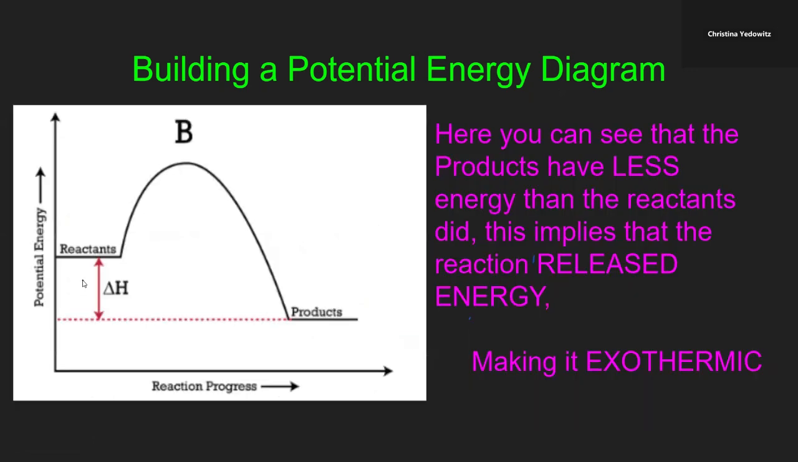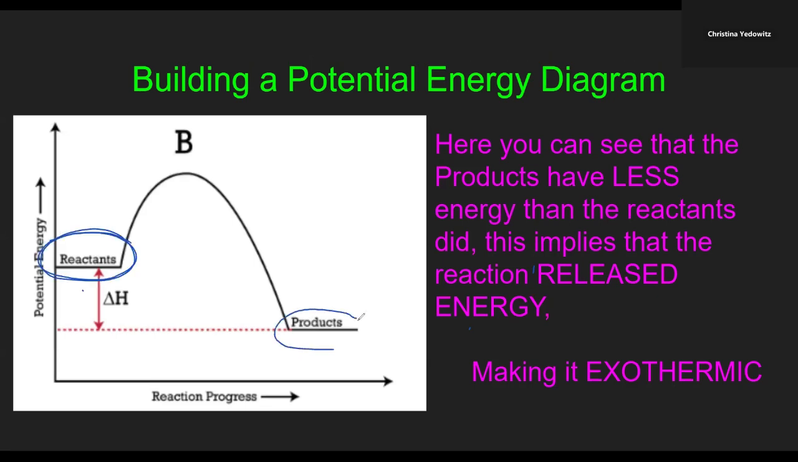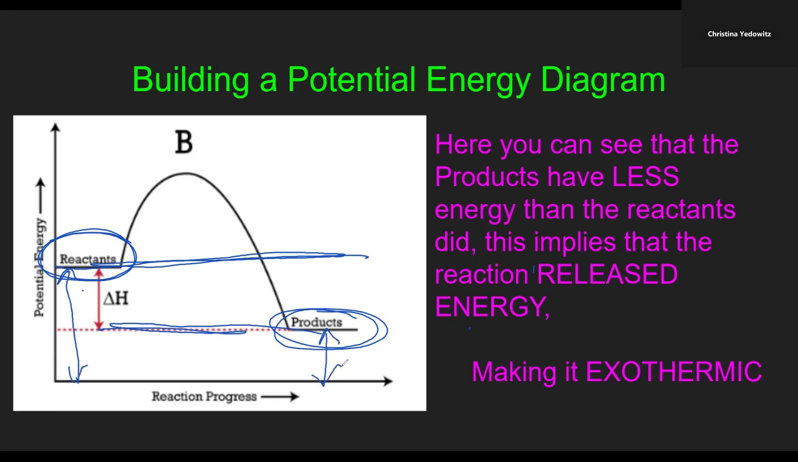Now here is a situation where you can see that the reactants are up here and the products are down here. So I have less energy now than I had when I came in. That means I lost energy. If I gave off energy, that reaction is exothermic. And here again, you can see that change in H is the difference between the reactant energy and the product energy. The amount of energy my reactants had coming in is here. My products going out is here.